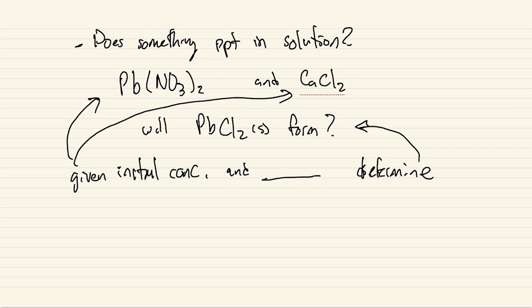If we're looking at lead 2 chloride forming, what's the equilibrium reaction for that? Or what's the dissolution reaction? Lead 2 chloride, so PbCl2, right? What's the dissociation or dissolving reaction for that?